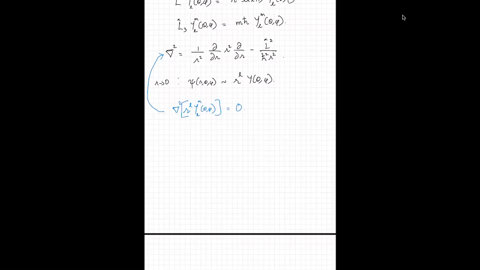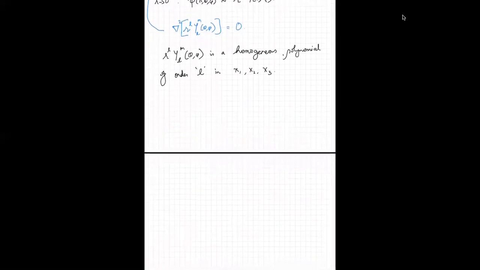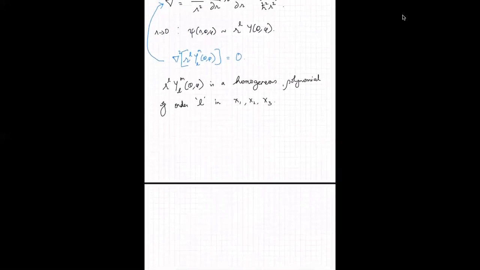Remember that Y_LM of theta comma phi is a function of angles alone. So r to the L Y_LM of theta phi is a homogeneous polynomial of order L in the coordinates x1, x2, x3. You might be wondering why I go back to x1, x2, x3 now. The answer to this will become clear in about 5 minutes. It is some polynomial of order L in x1, x2, x3.